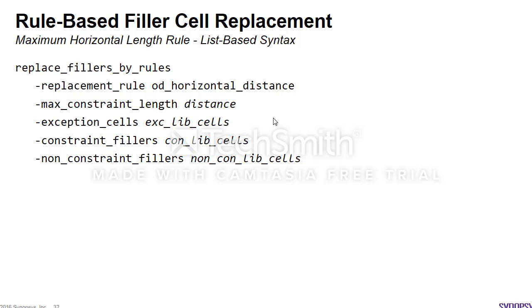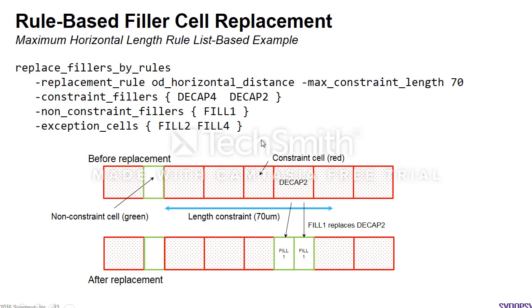And this is list based. It's similar, but it's only specified by your constraint feeder and non-constraint feeder, not as in the earlier table. Constraint feeder will be replaced by non-constraint feeder, and the exception cell recalculates the length against your specified maximum constraint length.